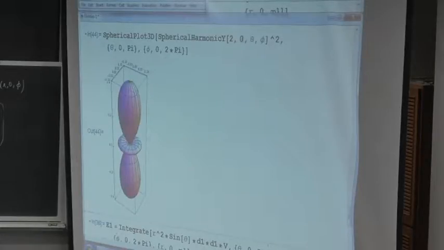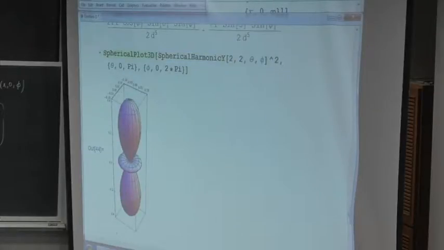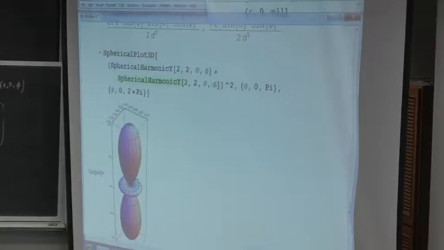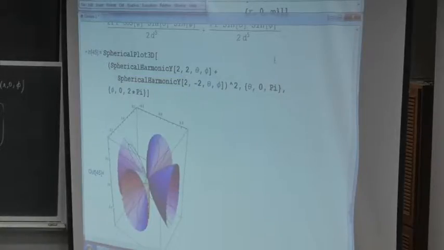Likewise, I can plot this with an under root 2 factor as well, but I don't care about this for the time being. So I have my iota as well, or this is the plus minus 2 spherical harmonic Y of theta phi. So this is the dx square minus y square.